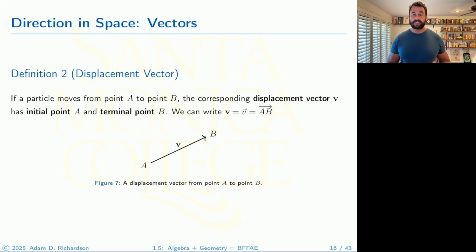All right, but let's talk about a displacement vector first. So imagine that a particle moves from point A to point B. Then the corresponding displacement vector, v, has an initial point A and a terminal point B, and we can write that vector v that goes from A to B like so. We can write AB with a little arrow over the top indicating that we're going from A to B. That's the idea, okay? And we call that the displacement vector.